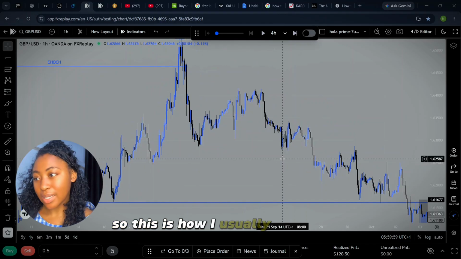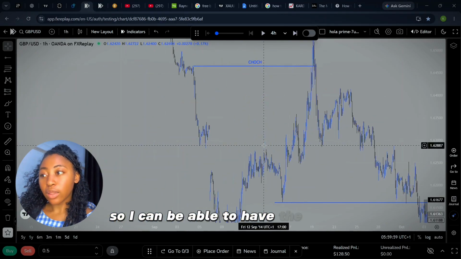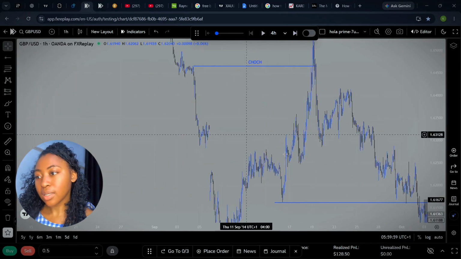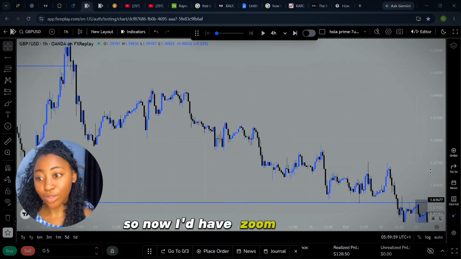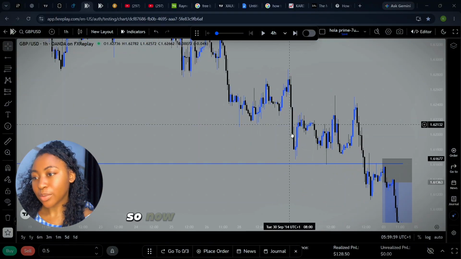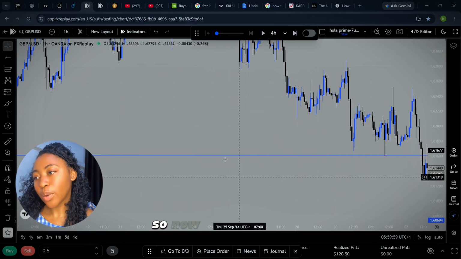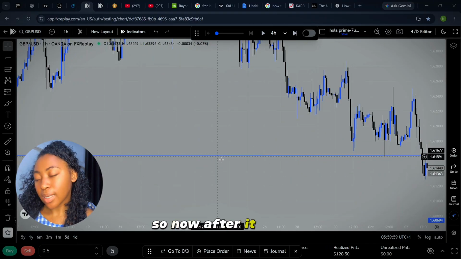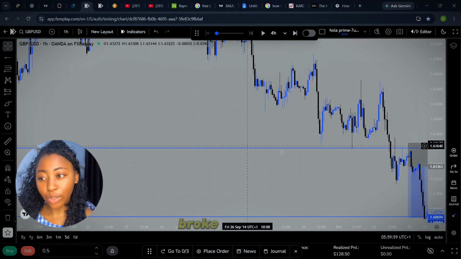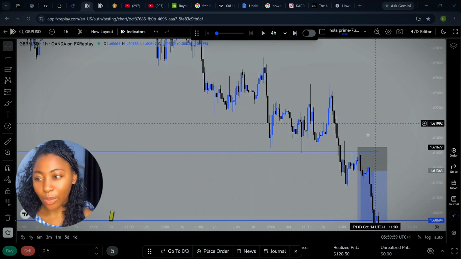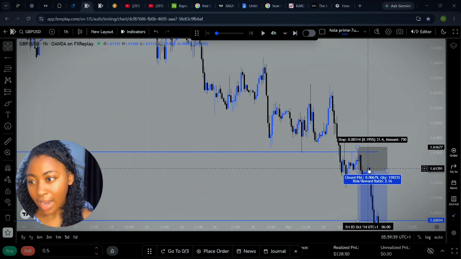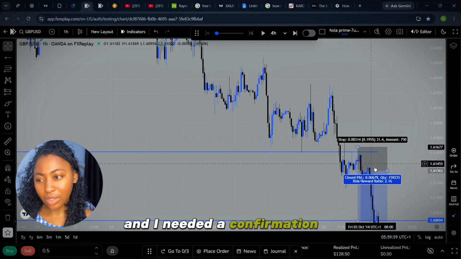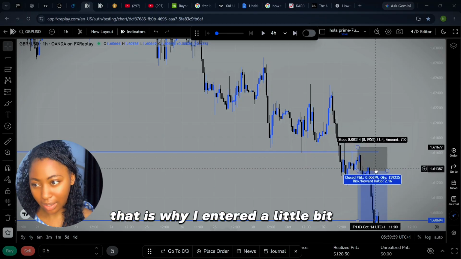So this is how I usually analyze, so I can have the full picture of everything. So now I would have to zoom out, or zoom in rather. So now you see what I was trying to say. After it broke below, I waited for that retest, which is right here, and I needed a confirmation. That is why I entered a little bit late.